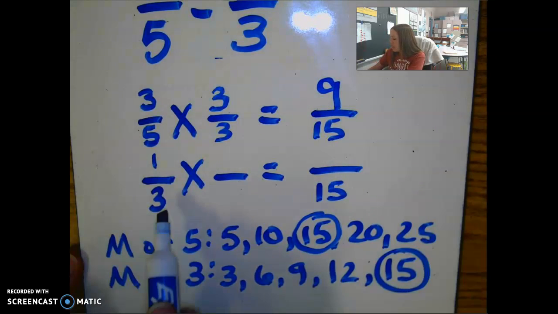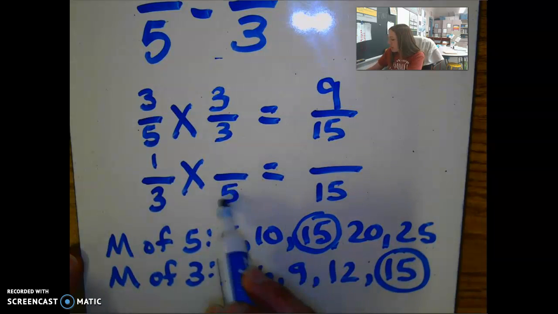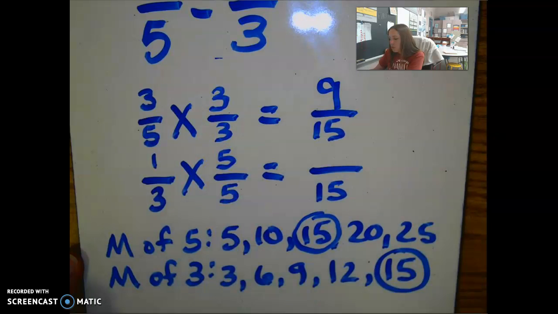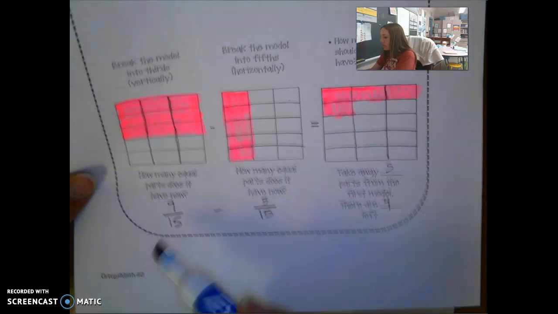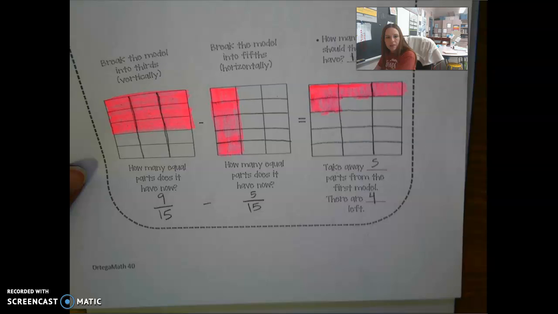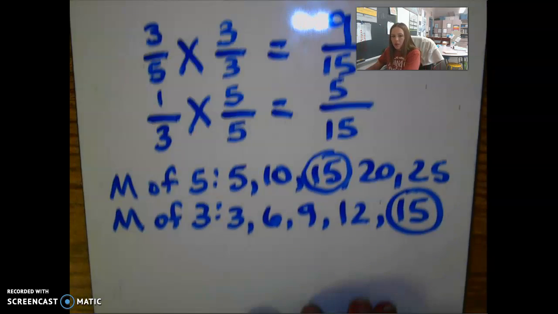And then let's do it with our other fraction. Well, we're going to multiply by 5 to get 15. So I'm going to also multiply my numerator by 5, which gives me 5. And if we look, these were the exact same fractions we got when we redid the model. 9/15 minus 5/15.